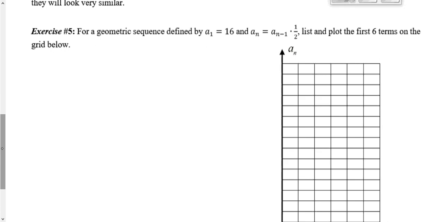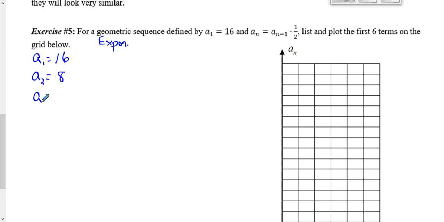Okay, exercise 5. For a geometric sequence, geometric is really like what? Exponential. So there's a common ratio or multiple. It's defined recursively, isn't it? They give you the first term and the rule to follow, okay? So let's list the first 6 terms. We know A1. So what are we doing each time? Multiplied by a half.